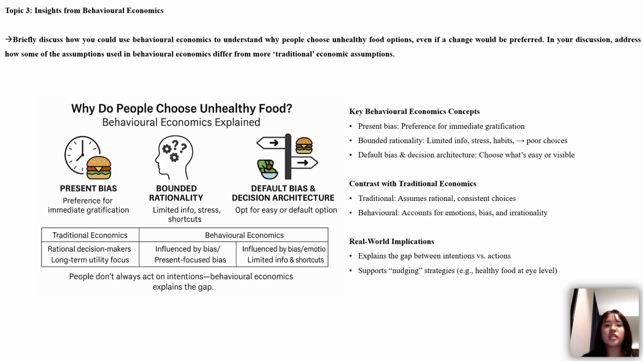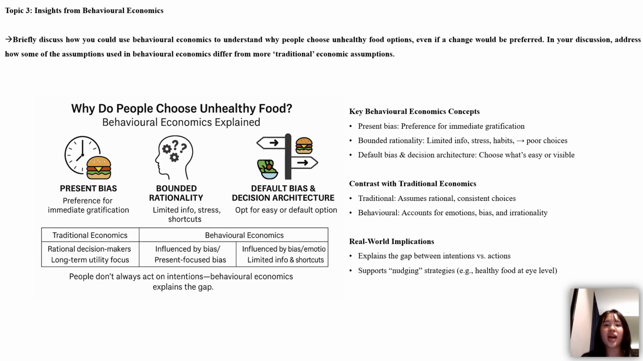The first concept is present bias. People prefer immediate gratification, like the taste and convenience of fast food, over long-term goals like health. This time-inconsistent behavior explains why intentions don't always translate into actions. Next, there is bounded rationality. When we are stressed, rushed, or overwhelmed, we don't process all the information. Instead, we use mental shortcuts, often going with whatever feels easy or familiar, even if it's not healthy.